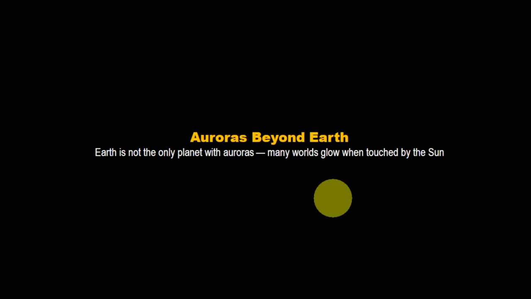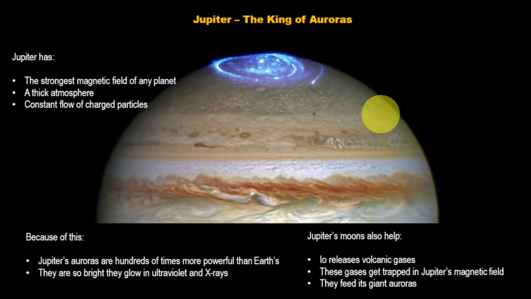Now, auroras are not unique to Earth. Other planets also experience it, even at a higher level. So take for instance Jupiter. Jupiter is the king of auroras. Okay, Jupiter is the biggest planet in our solar system. It has the strongest magnetic field of all planets. It also has a thick atmosphere, and just like Earth, it gets a constant flow of charged particles, the solar wind. Okay, these three combine to give Jupiter an aurora that is hundreds of times more powerful than Earth.